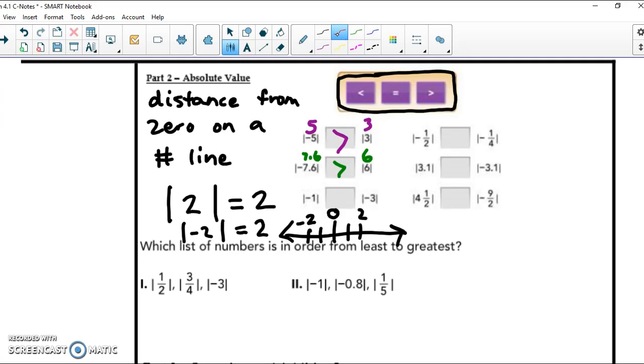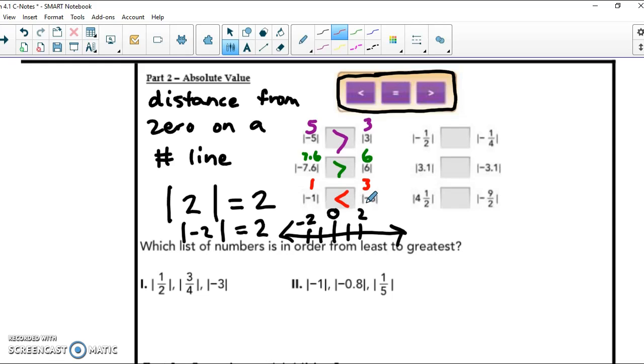On our third example, the absolute value of -1 is 1, and the absolute value of -3 is 3, because I'm saying how far is -3 from 0? What is the distance? And a distance always has to be positive. So the absolute value of -1 is less than the absolute value of -3.